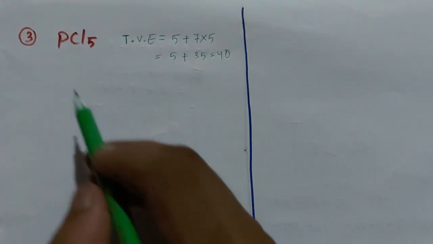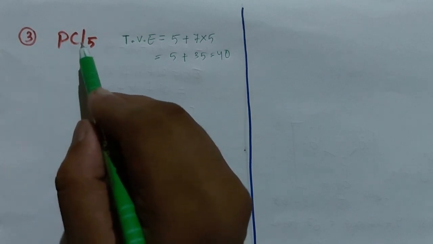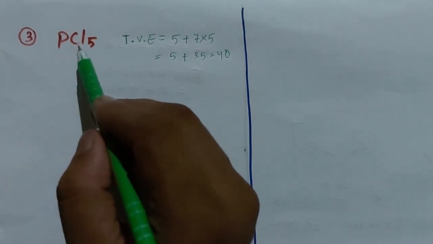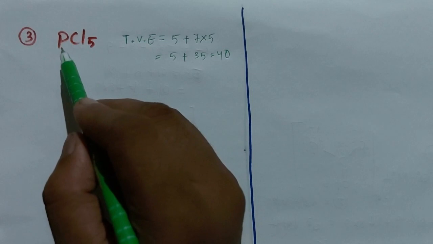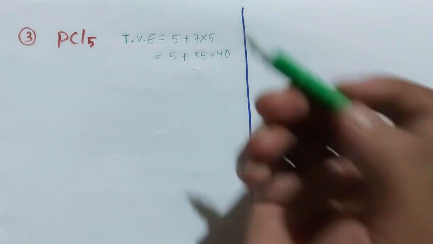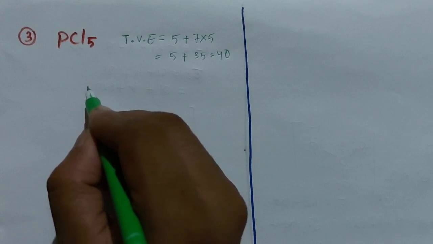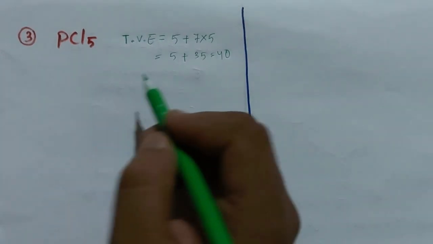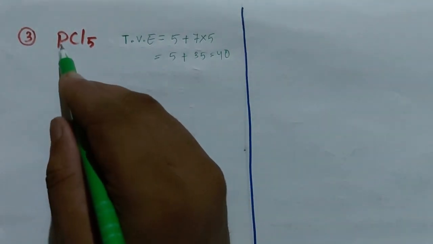The next step is choosing the central atom. Between phosphorus and chlorine, chlorine is more electronegative than phosphorus. Therefore, we will choose phosphorus as the central atom like this. Phosphorus also has a larger size than chlorine, so we will choose phosphorus as the central atom.